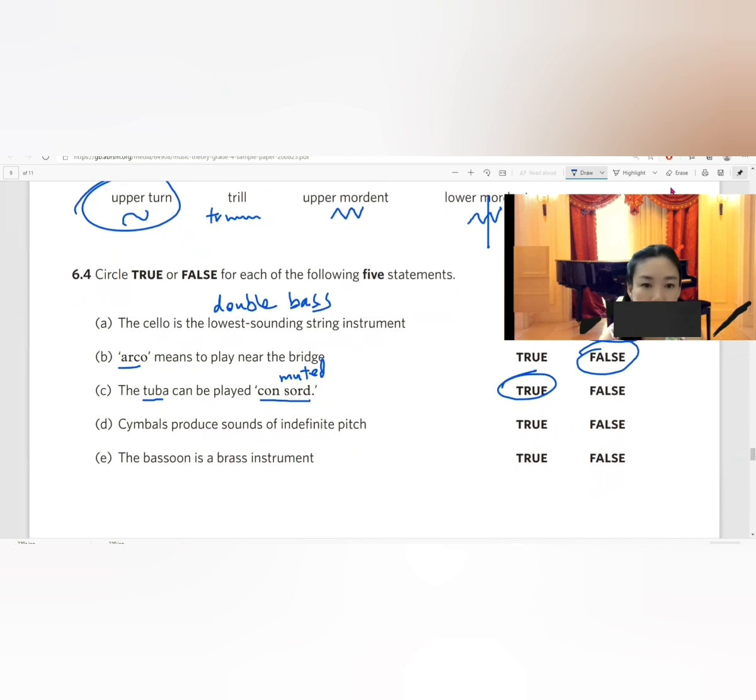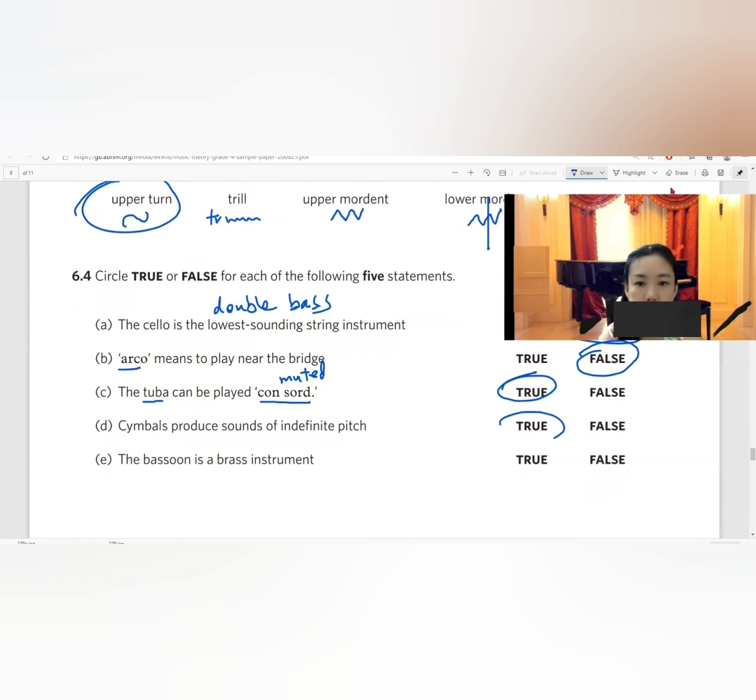Cymbals produce sound of indefinite pitch. Yes, this is true because a cymbal has no keyboard. The bassoon is a brass family instrument. No, this is false. Bassoon belongs to woodwind. Okay, let's look at the next question.